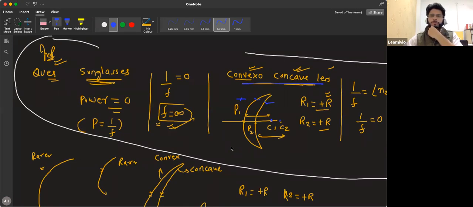Lens maker formula, Akshay. Saifullah, lens maker formula.